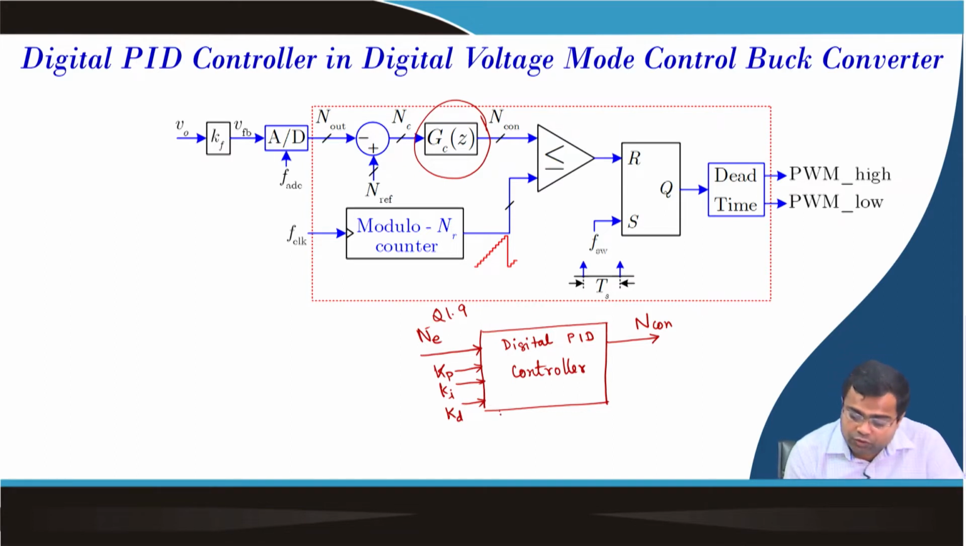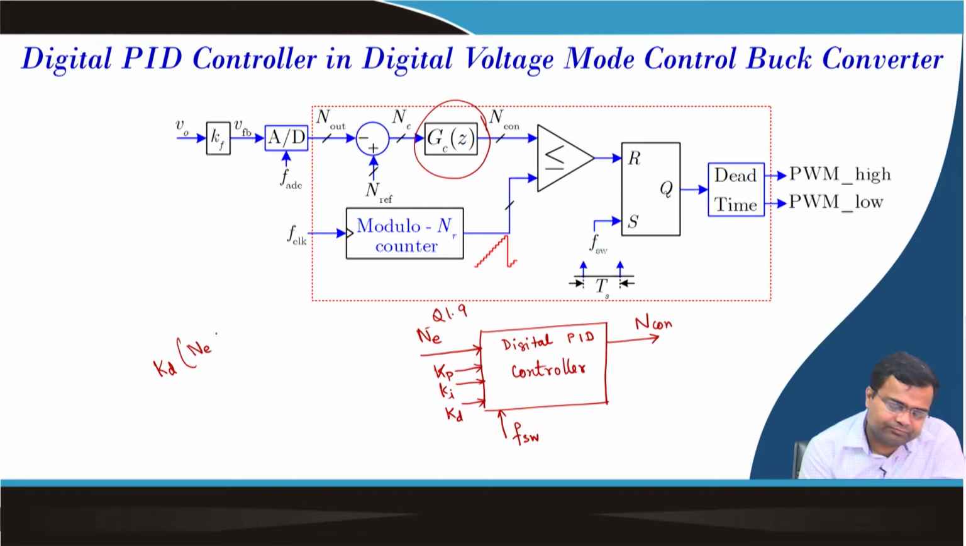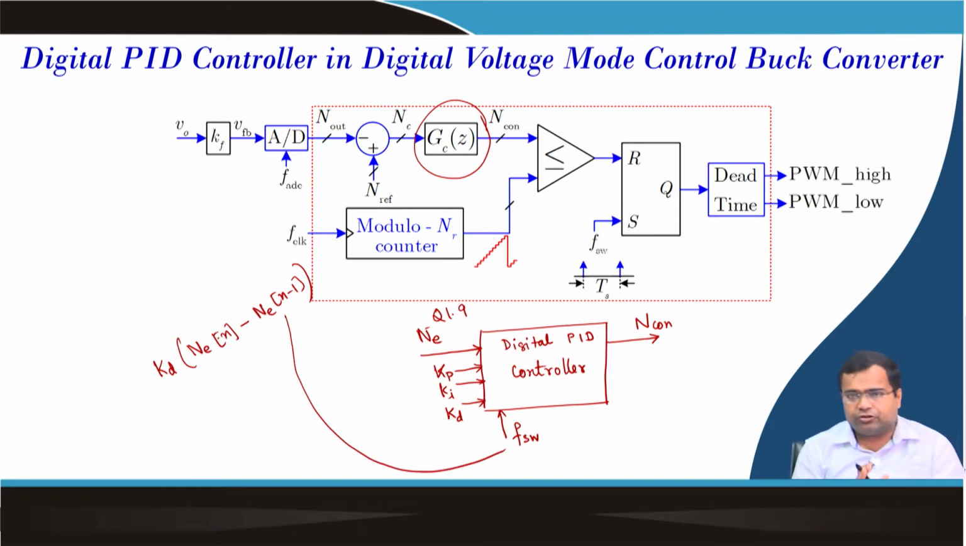What else we need? We also need FSW for this block, because if you remember the derivative control, for example Qd, we know that Ne of the nth cycle minus Ne of the n minus 1 cycle means there has to be a delay. This delay has to be generated with respect to the switching frequency clock. That is why we need a switching frequency clock for the synchronization. Also, for the integral control, we need an additional block, where a previous value has to be added. It is an incremental integral control implementation. So, for that kind of summation, we need to synchronize with the switching frequency clock. So, that is one of the inputs.